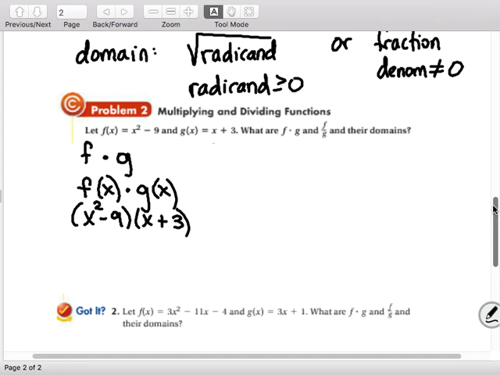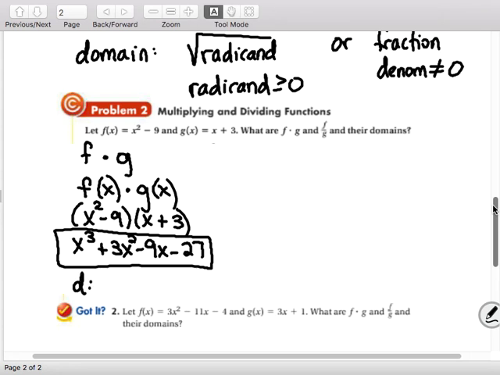So we're going to take x squared times x, that's x cubed. The outer is 3x squared. The inner is minus 9x. And the last is minus 27. You should pause and think, can I collect any like terms? Are there any like terms? No, so that's my answer. I am asked for the domain. Do I have a square root anywhere? No. Do I have a fraction anywhere? No. So what's my domain? Say it again, I can't hear her. Negative infinity to infinity.